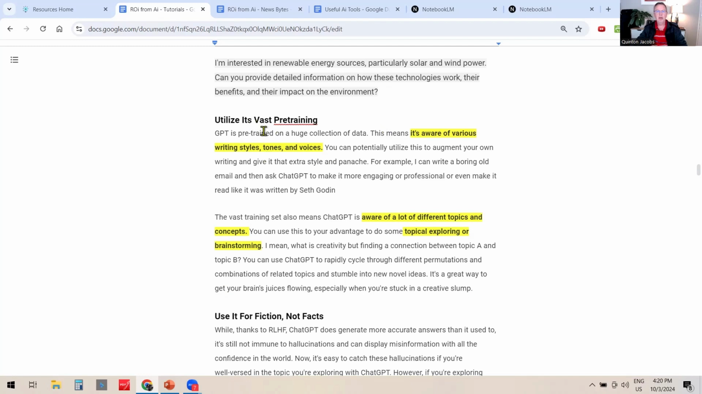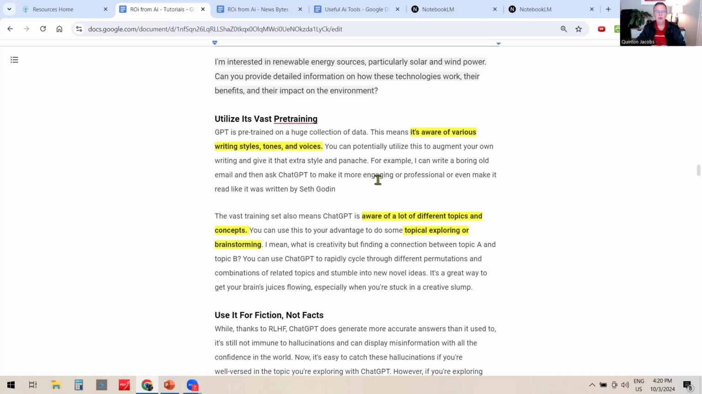And then also, to use all of that pre-training that it's been given, you just keep in mind that it's aware of various writing styles, tones, and voices. So you can ask it to write in each one of those, a different one specifically for you, because it has all of this knowledge. It can tailor it specifically for your situation.